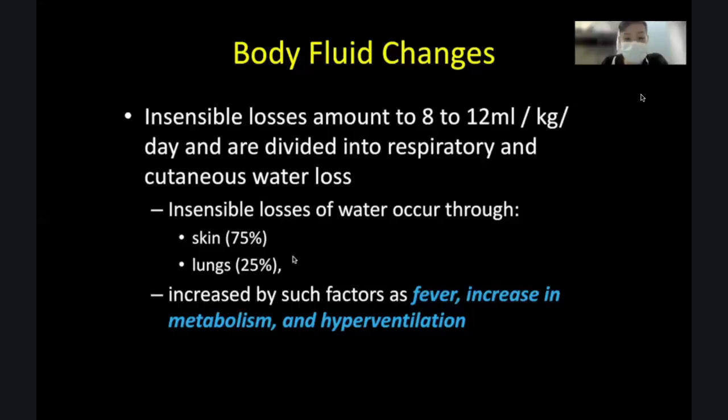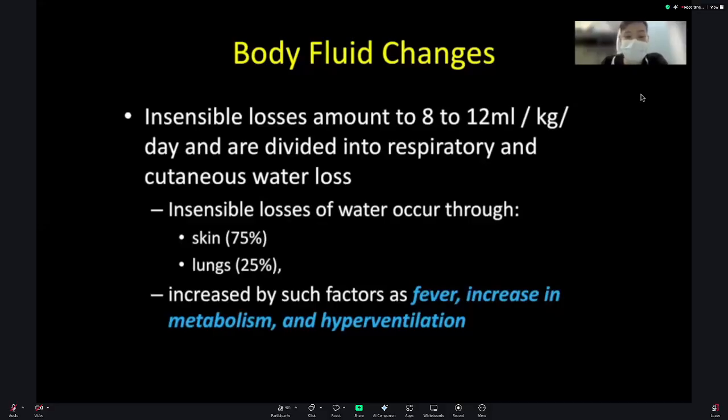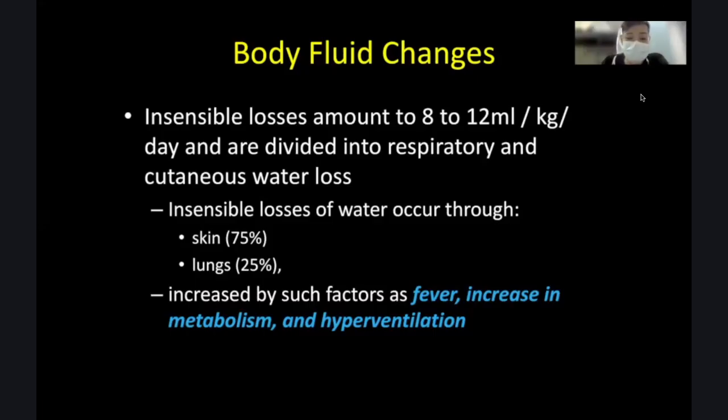For lungs, around 25%. In certain cases as well, these are increased when you are hyperventilating, or in critically ill patients when they are intubated, respiratory losses increase as well. So these are increased by such factors as fever, increase in metabolism, and hyperventilation.